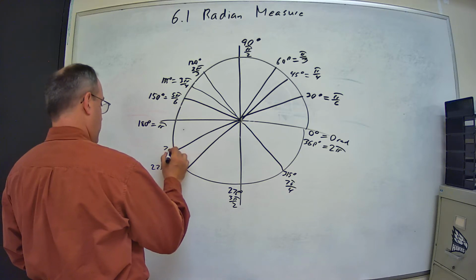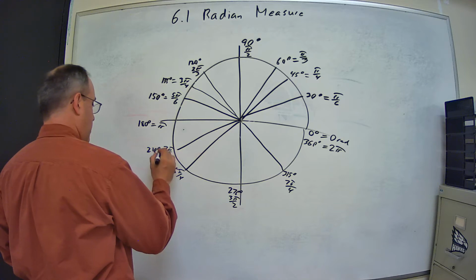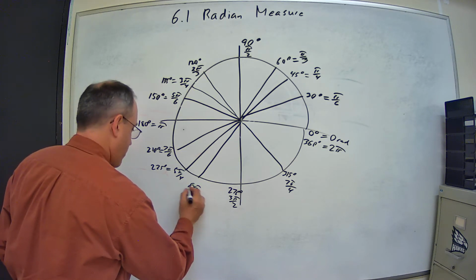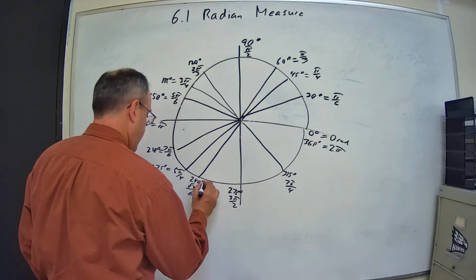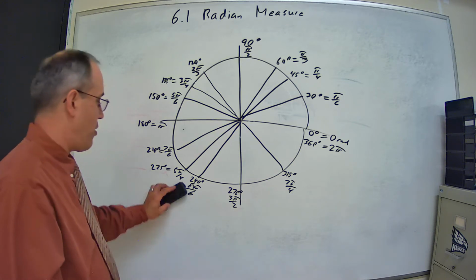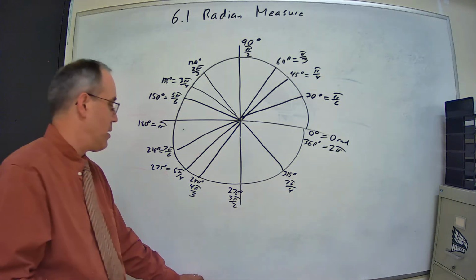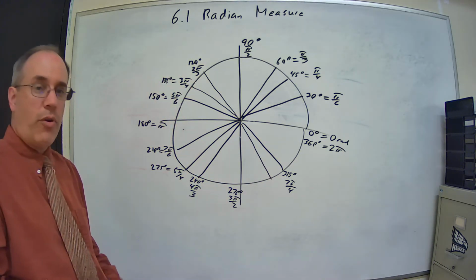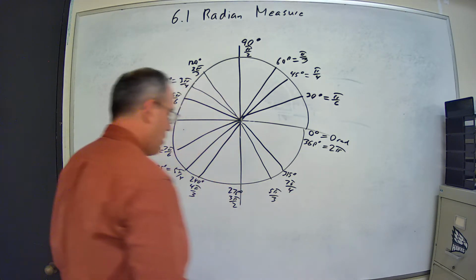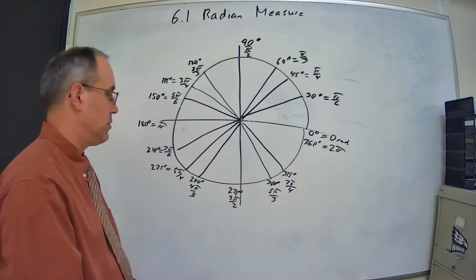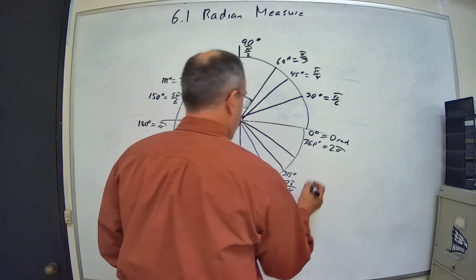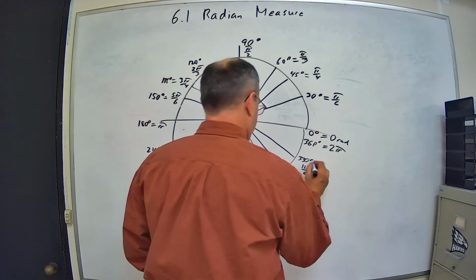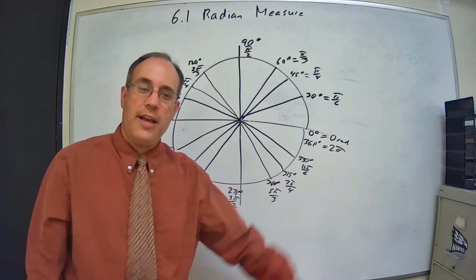7 pi over 6 is 210 degrees, 8 pi over 6 is 240 degrees, and 8 pi over 6 is 4 pi over 3, 9 pi over 6, or 3 pi over 2, 10 pi over 6, or 5 pi over 3, which is 300 degrees, 11 pi over 6, which is 330 degrees, 12 pi over 6, or 2 pi, 360 degrees.